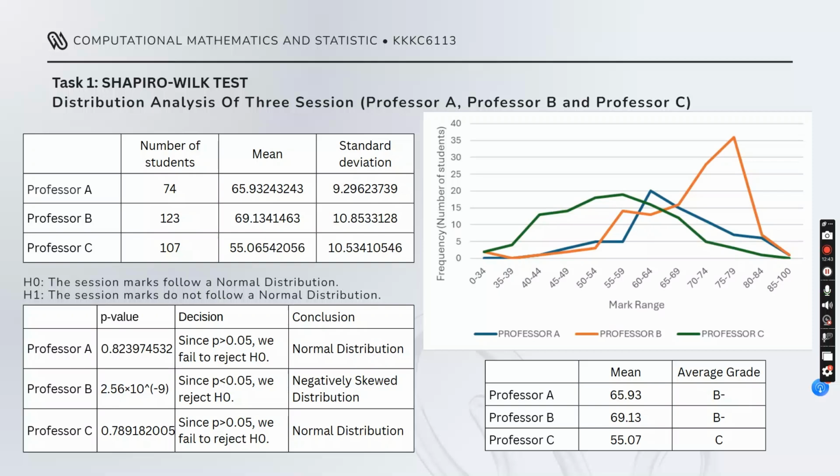However, Professor B obtained a very small p-value, which is less than 0.05. Therefore, we reject the null hypothesis and conclude that Professor B's marks are not normally distributed. Overall, only Professor B violated the normality assumption due to the large concentration of higher scores. Following the fixed grading range, the average grade for Professor A and B is B minus, while for Professor C it is C.